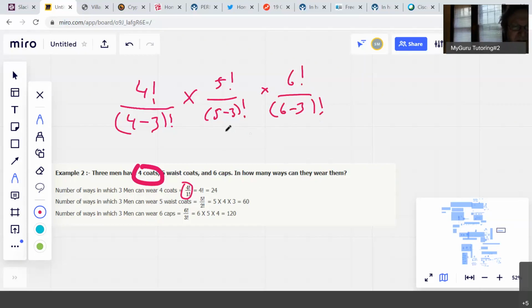And this ends up being a high number, so you would probably need to actually multiply it out, 60 times 120. All right. Okay, some other things to keep in mind.